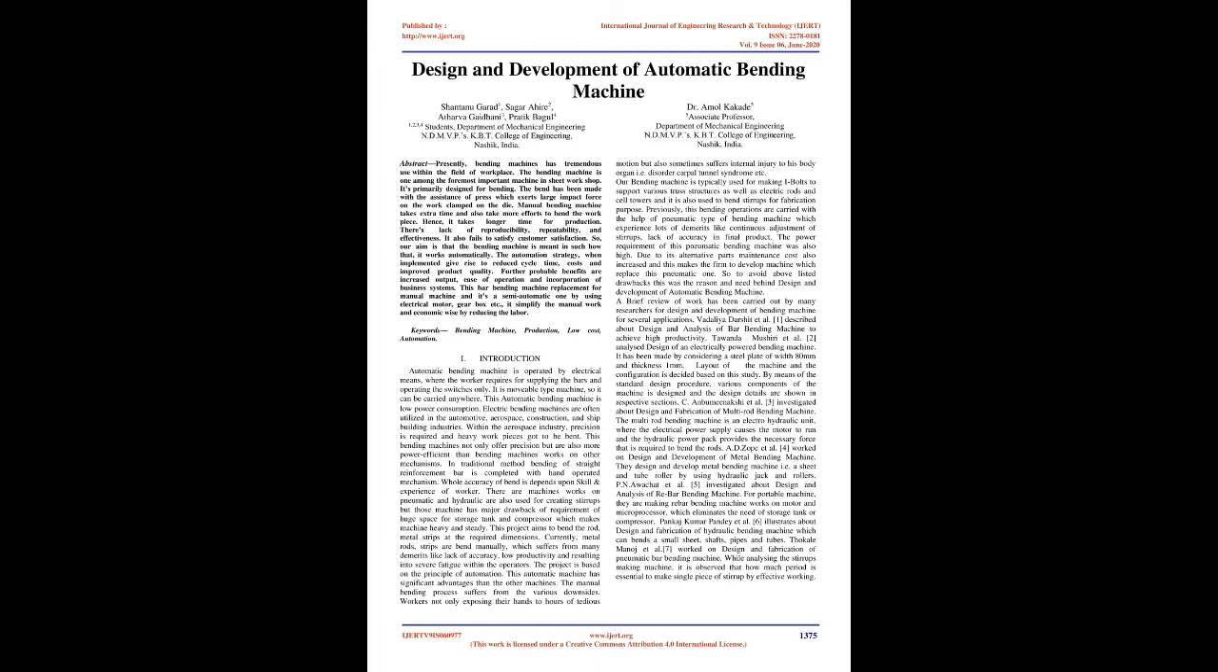There are machines that work on pneumatic and hydraulic power that are also used for creating stirrups, but those machines have the major drawback of requiring huge space for a storage tank and compressor, which makes the machine heavy and stationary. This project aims to bend rods and metal strips at the required dimensions. Currently, metal rods and strips are bent manually, which suffers from many demerits like lack of accuracy, low productivity, and resulting in severe fatigue in the operators.